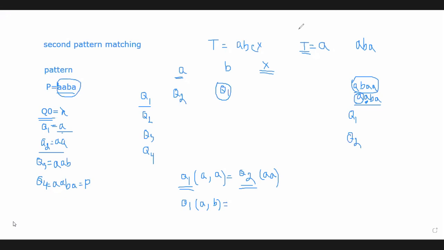Still, you have the confusion about why it's Q1. Yes, ma'am. So what do you think? What should be the value? Q0? No, Q0 is not there. Q2 should be there.